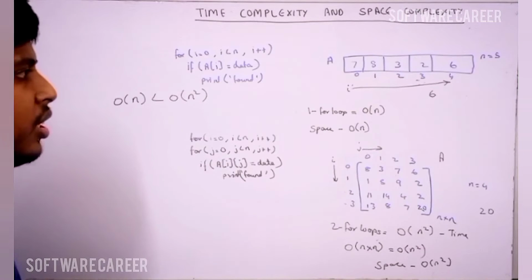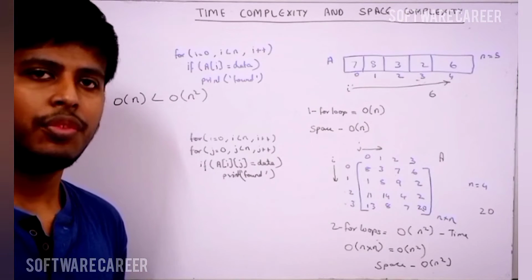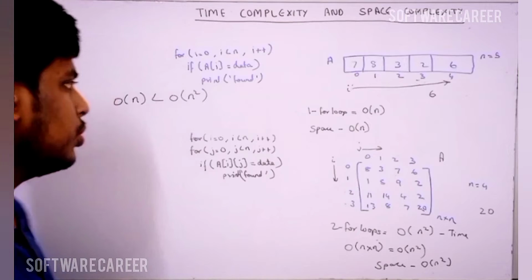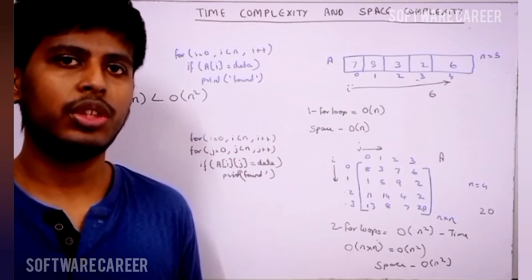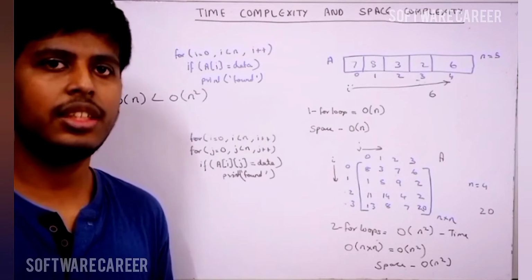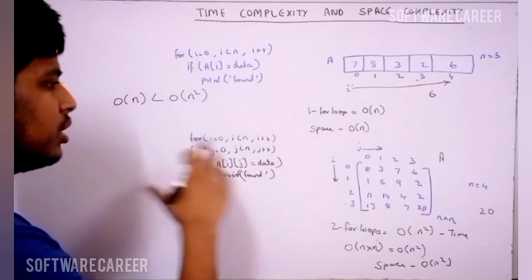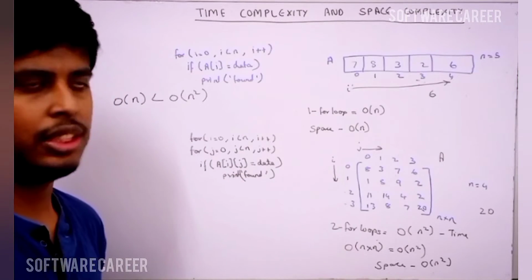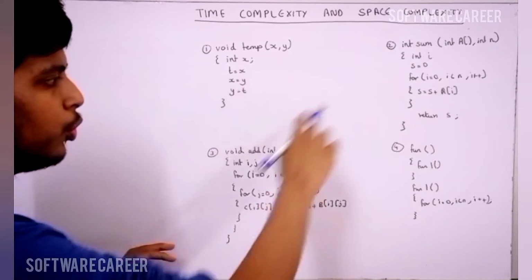For reducing the time complexity, we find the time complexity in every program we write, to make the code more efficient. That's why we use time complexity and space complexity. Now let's find the time complexity for these four programs.